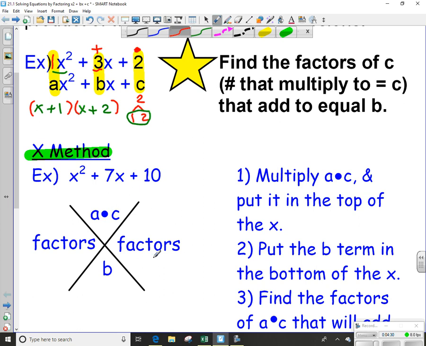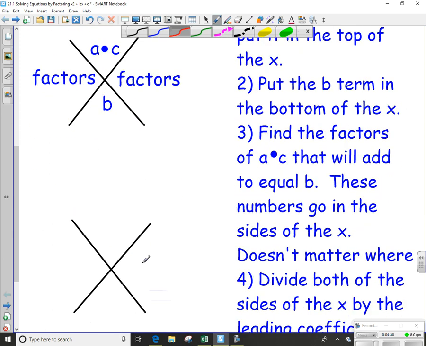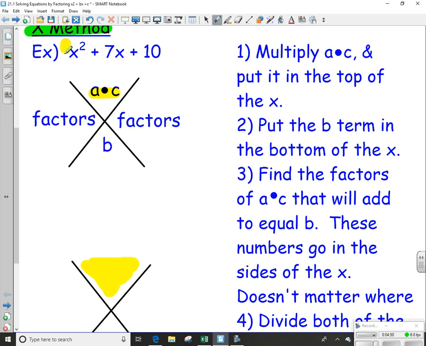In this case, the X method says draw your big X. If you'll notice down here at the bottom of the page, I have a big X already drawn. In the top part of this X, I'm going to multiply A times C. Remember, my A is here at the beginning, B is in the middle, and C is the number without an x on it. So in this case, I'm doing 1 times 10, or just a 10, and that is going to go in the top part of my x.